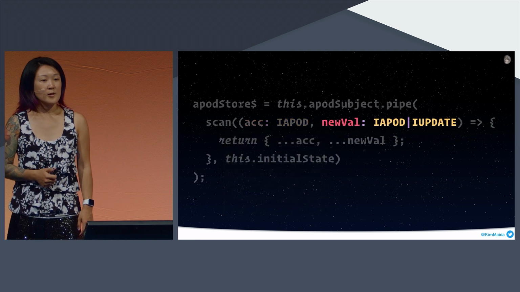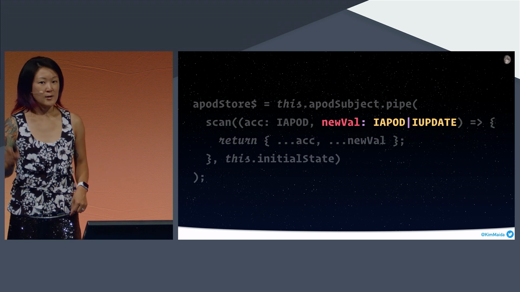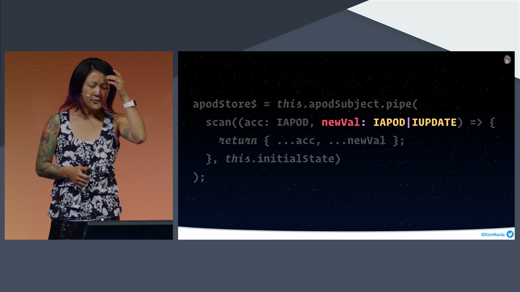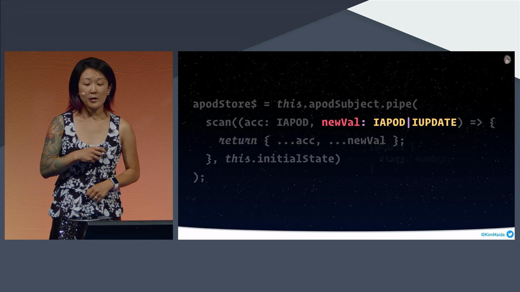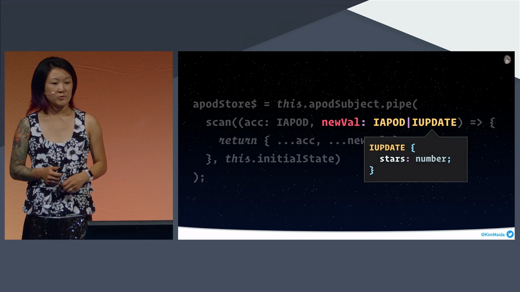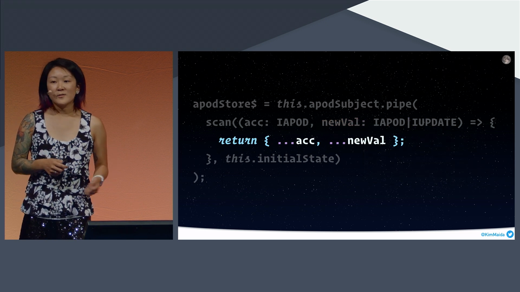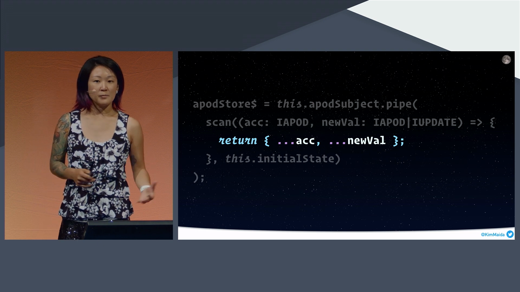Now the other thing that I get here is the new value. This is the one that I've got in the next method as a parameter. I'm sending it in. And this could be the shape of the APOD interface if it's the result of an API call, or it could be this update interface, which is really just an object with stars and then a number of stars. Now, having access to both of these things gives me the ability to create basically my next state.